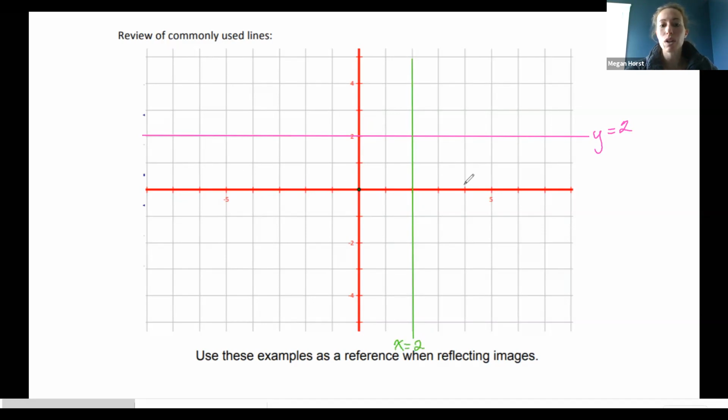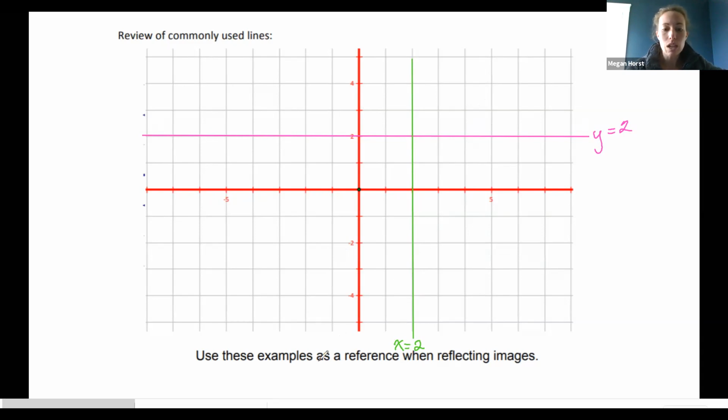So we're going to reflect over our x-axis quite a bit, our y-axis quite a bit, but then sometimes we're going to be asked to graph a line like y equals 2 and reflect over that line, or x equals 2. So we want to make sure we're graphing those appropriately. All x equals lines are going to be vertical lines, and all y equals some constant, without a slope or with a slope of 0, are going to be horizontal lines.